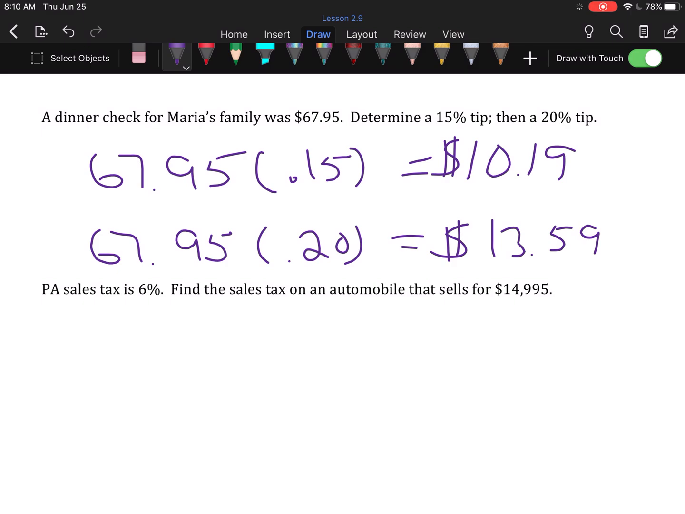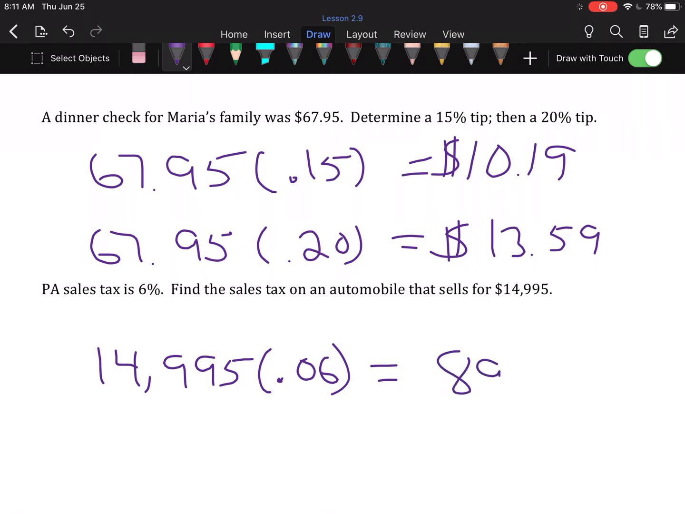And last problem, PA sales tax is 6%. Find the sales tax on an automobile that sells for $14,995. Sales tax is just like a tip in that we take the cost of the item and multiply it by the tax as a decimal instead of its percent form. So $14,995 times 0.06, and we've got $899.70.